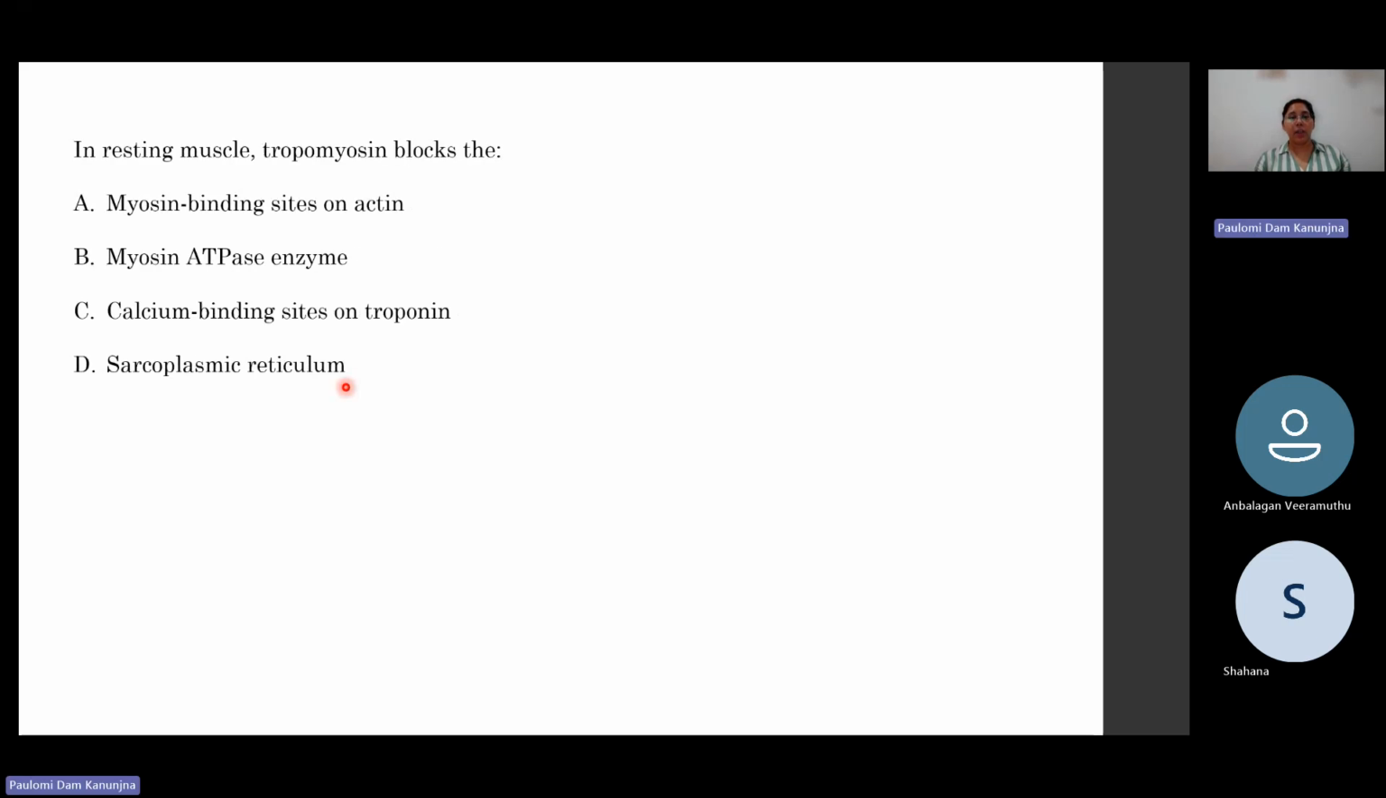Okay. Again, coming back, in resting muscle, when the muscle is not contracting, where is tropomyosin present? Is this very important? These are steps that you should remember. So this question should help you understand the first few steps.